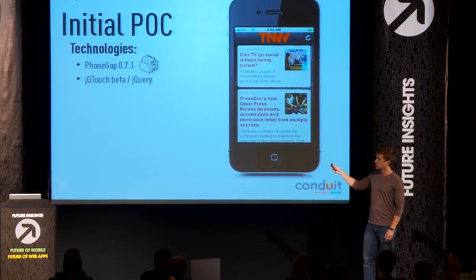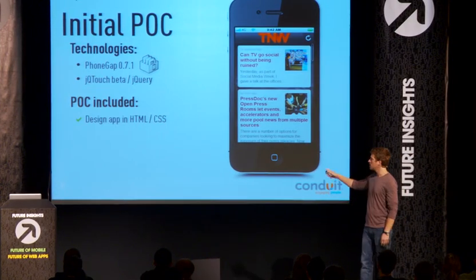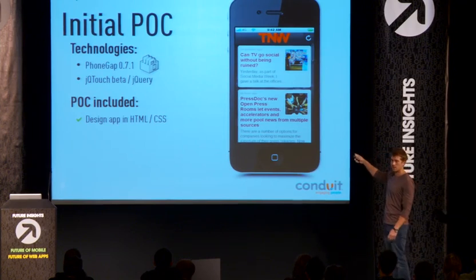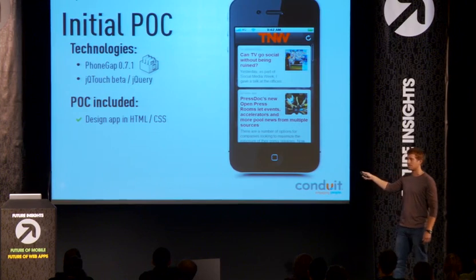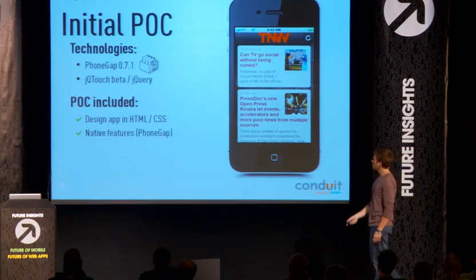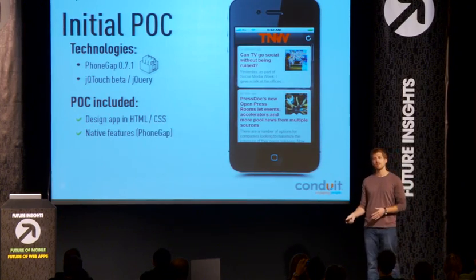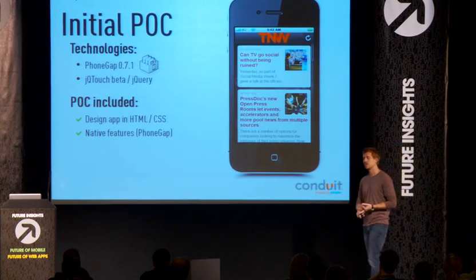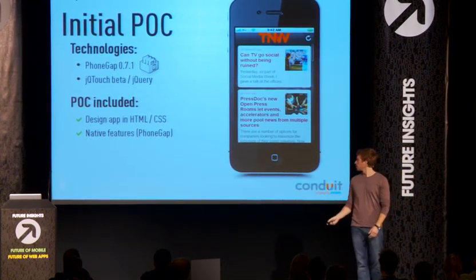And these were the technologies that we chose, and our POC included designing the app in HTML and CSS. That's the design that we got. It was really easy to do that in HTML and CSS. That's one of the things that HTML and CSS really excel in. We also wanted to check that we can use native features. We didn't really need them at that time, but we wanted to make sure that we can use the phone camera, the phone vibration, and so on, and PhoneGap enabled us to do so.